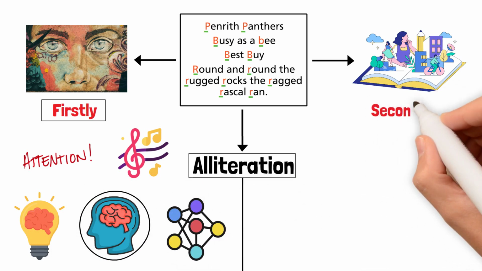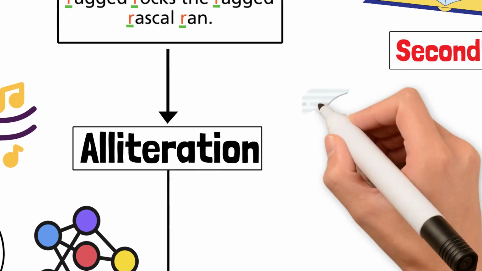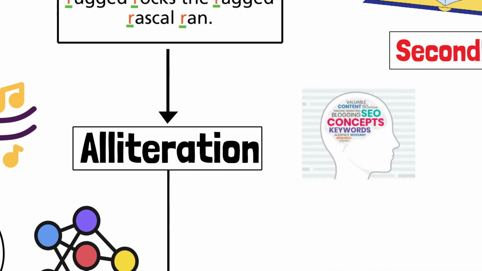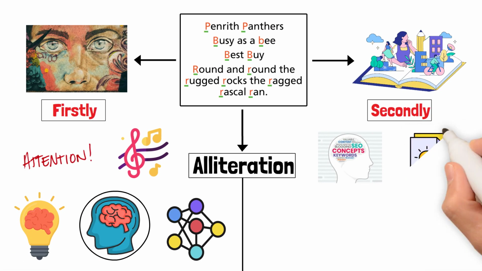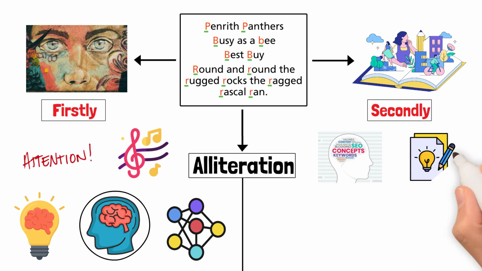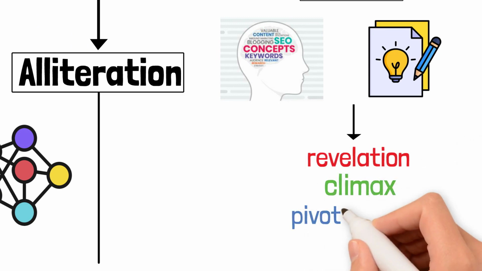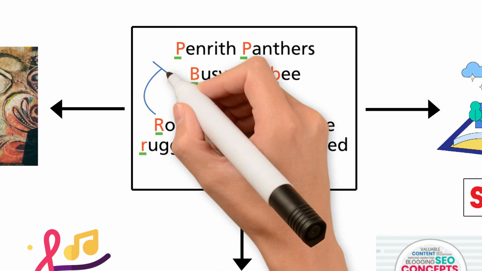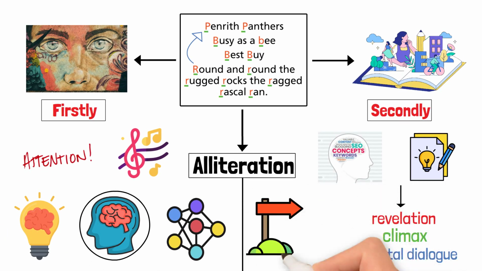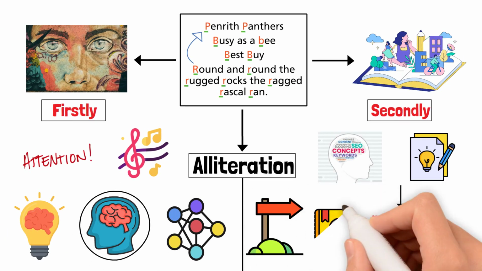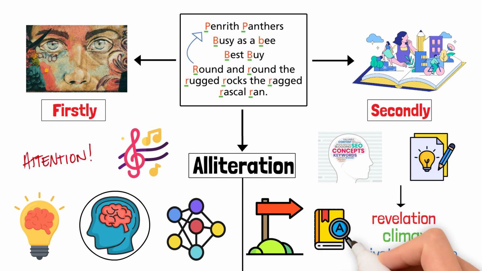Secondly, alliteration serves to emphasize keywords or concepts. By repeating consonant sounds, writers can draw attention to particular ideas, setting them apart from the rest of the text. This is especially effective when used in moments of revelation, climax, or pivotal dialogue. The repeated sounds act as signposts, guiding readers to pay special attention to the highlighted words or phrases.